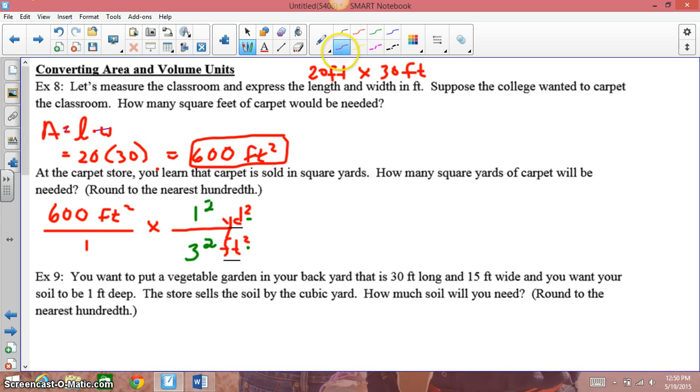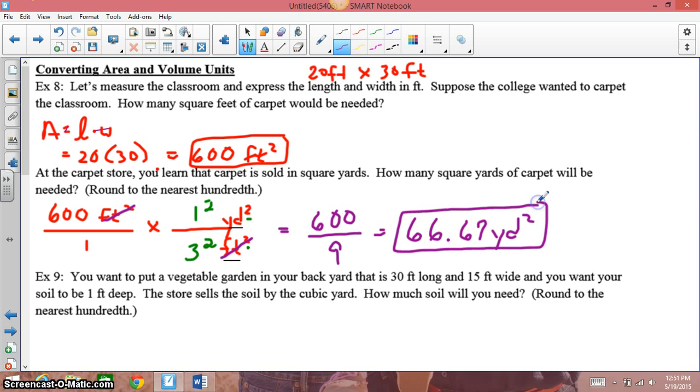That way now, my square feet have canceled out. I'm only left with square yards up top. And then up top you've got 600 times 1 squared, and of course 1 squared is still 1, so I just have 600 times 1, which is just 600. On the bottom I have 1 times 3 squared, and 3 squared is 9. Do my division, and I get 66.666, since we're rounding to the hundredths, then that'd be 66.67. Our units then square yards. Okay? So you will definitely see that again. Everything I'm talking through you'll see again, but just make sure, if you need to, watch that part again.